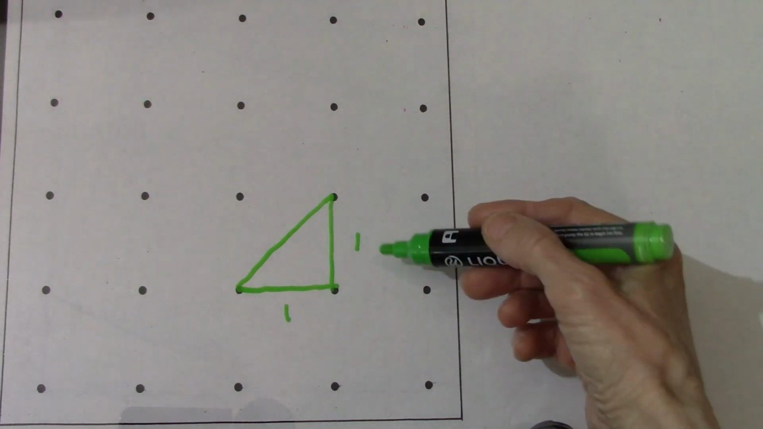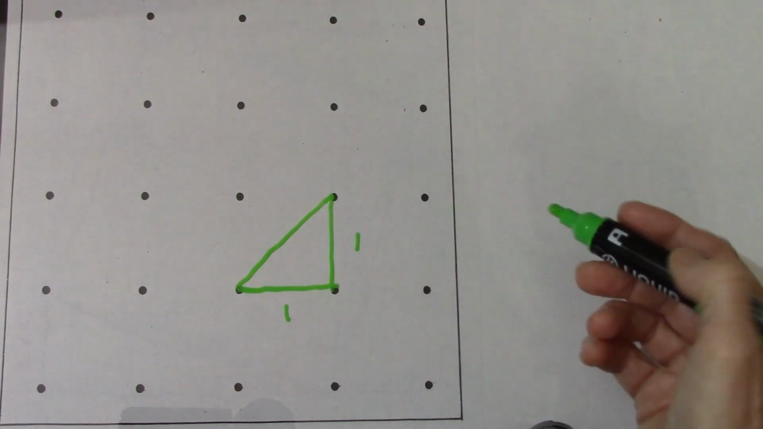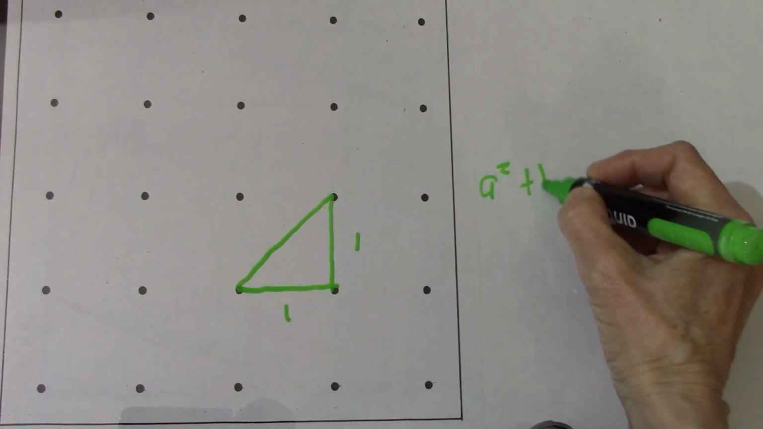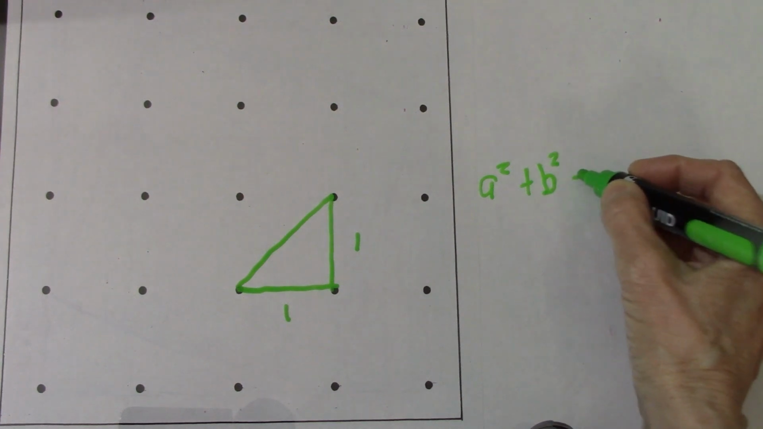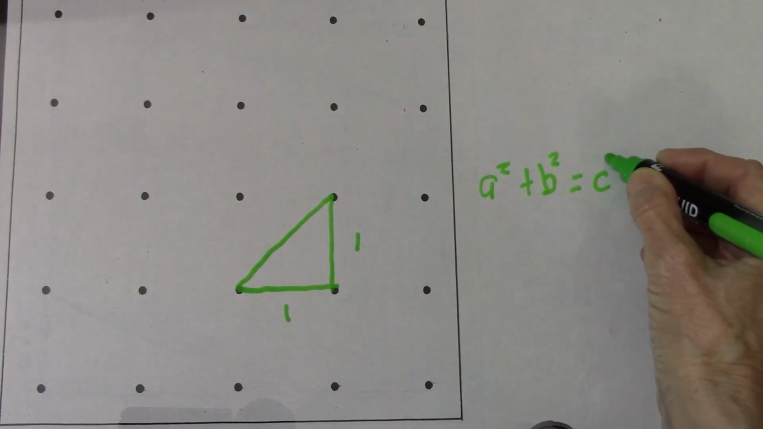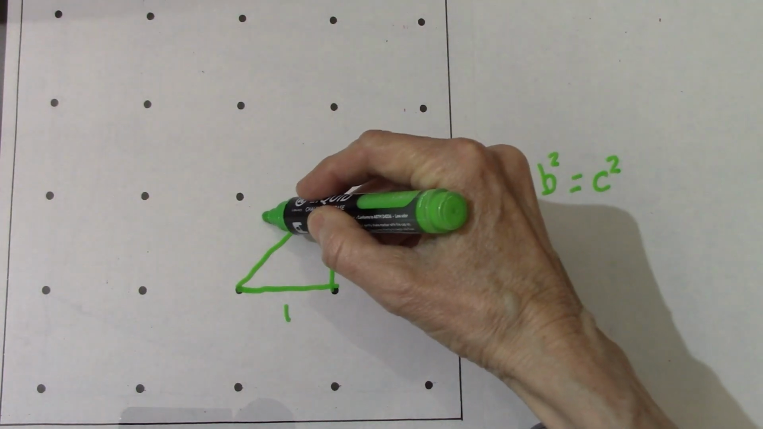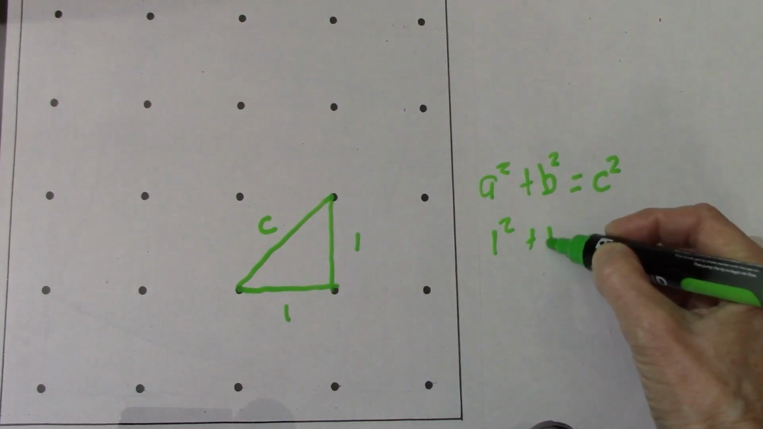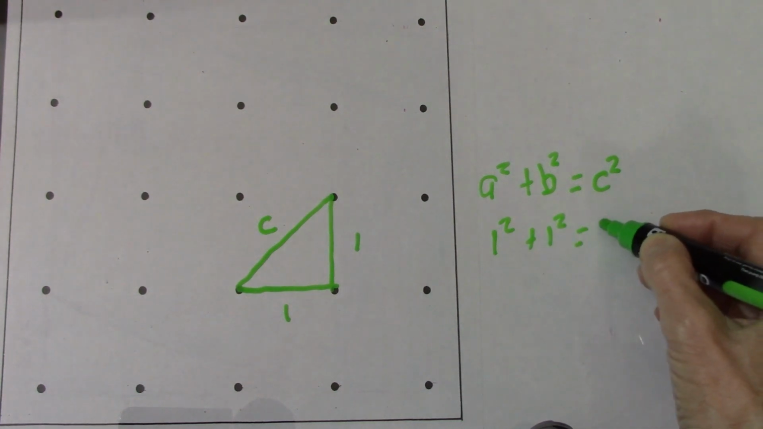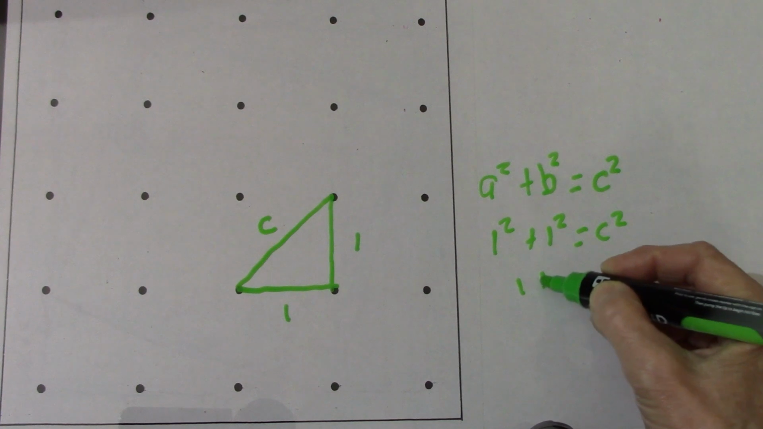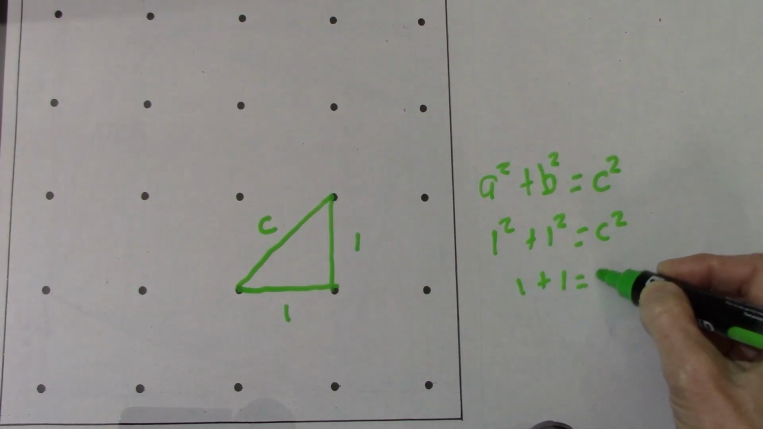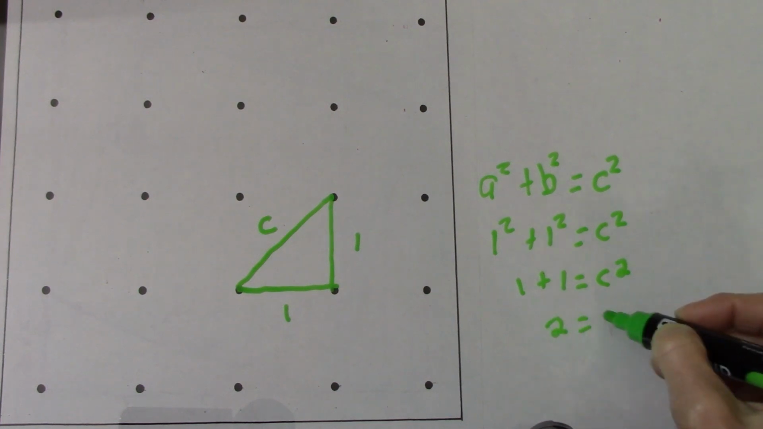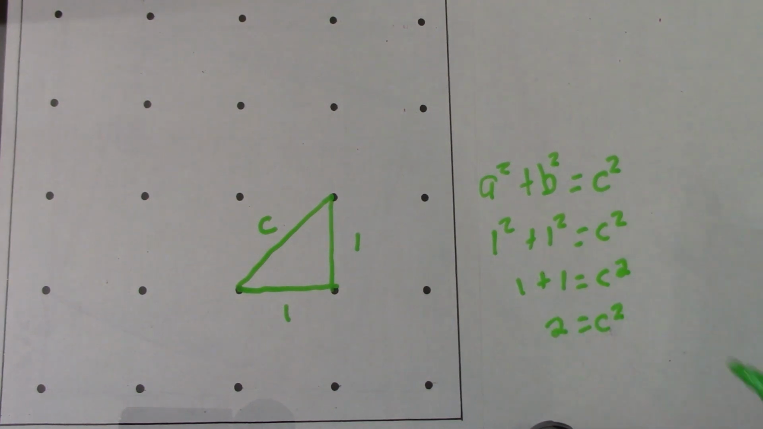Well, when we use the Pythagorean theorem, we know that a squared plus b squared, another leg squared, equals the hypotenuse squared, which I'm going to call c. So then 1 squared plus 1 squared equals c squared. So we have 1 plus 1 equals c squared, and 2 equals c squared.